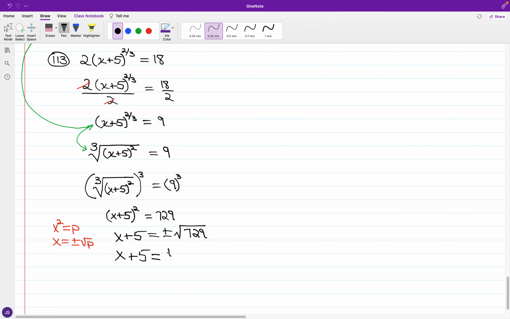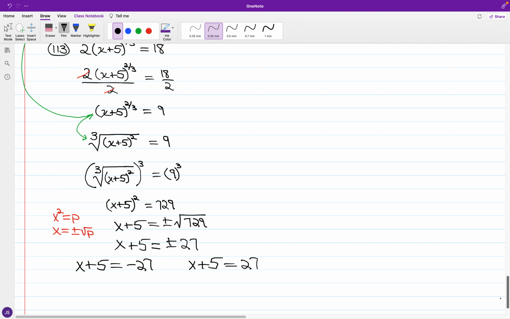Now the square root is going to be a substantially larger number with 27. And so we have, and finding out the values of x. So setting x plus 5 equal to negative 27 on the lower end, we also have, on the upper end, x plus 5 is equal to 27.